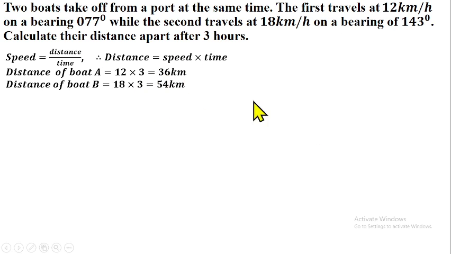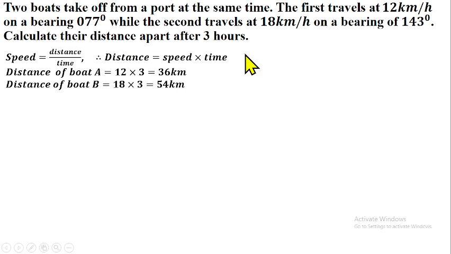Then for boat B, the distance boat B will cover will be the speed of boat B, which is 18 km/h, times the time covered, which is 3. That gives us 54 km. This is what we are going to use to draw the diagram. Without this, we will not be able to draw the diagram, because we are given speed before we are given distance.